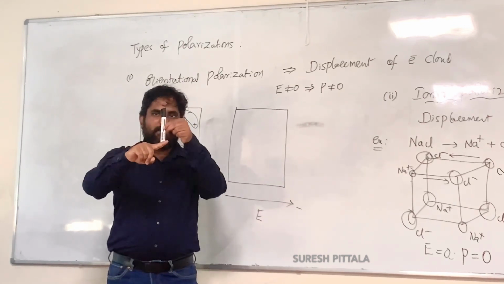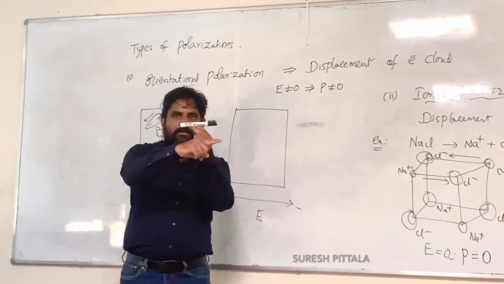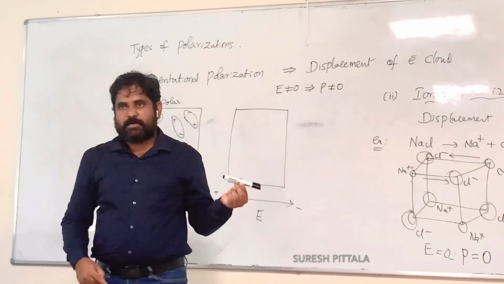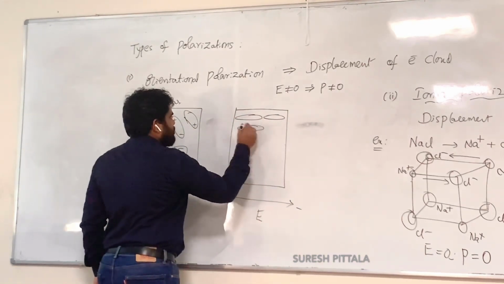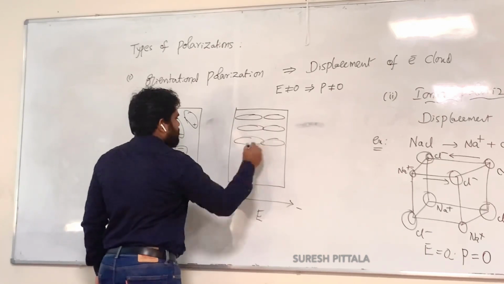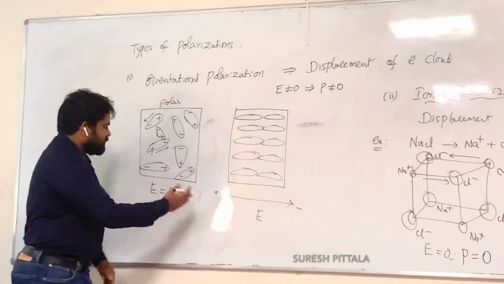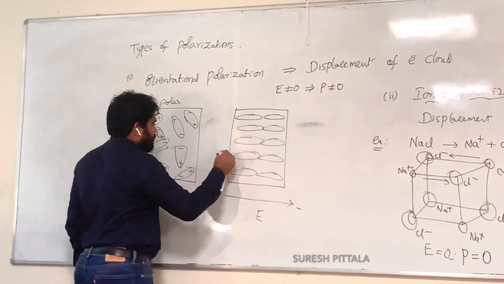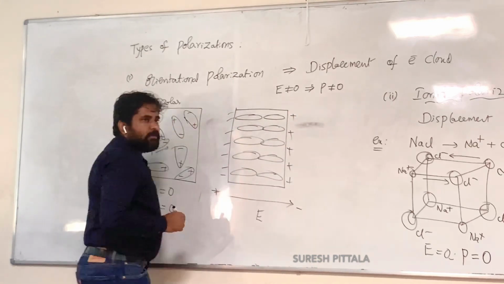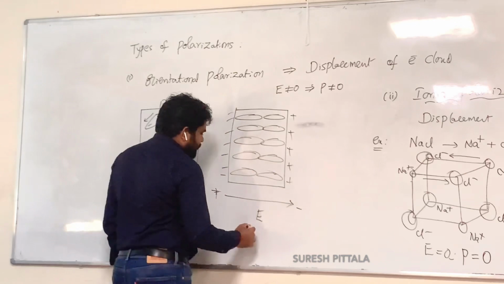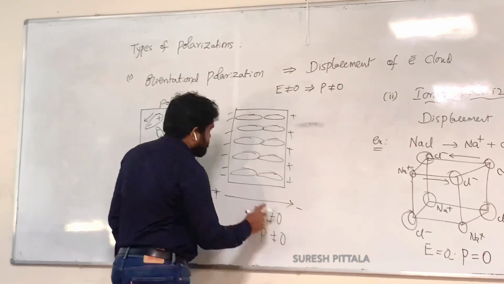Okay? So it will now align. If it is like this, it will come like this, then finally it saturates in the direction of the electric field. So now they have a new arrangement like this, and they won't cancel out. So this side effectively will have all negative charges, and this side effectively will have positive charges. So a net dipole moment is created. Therefore, when E is not equal to 0, your P is also not equal to 0.